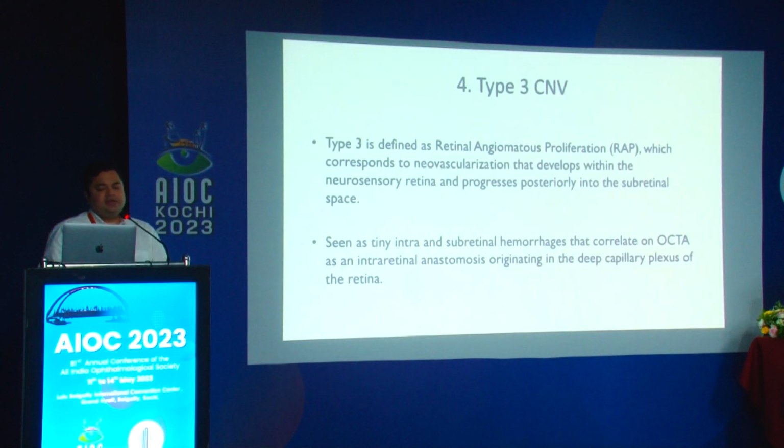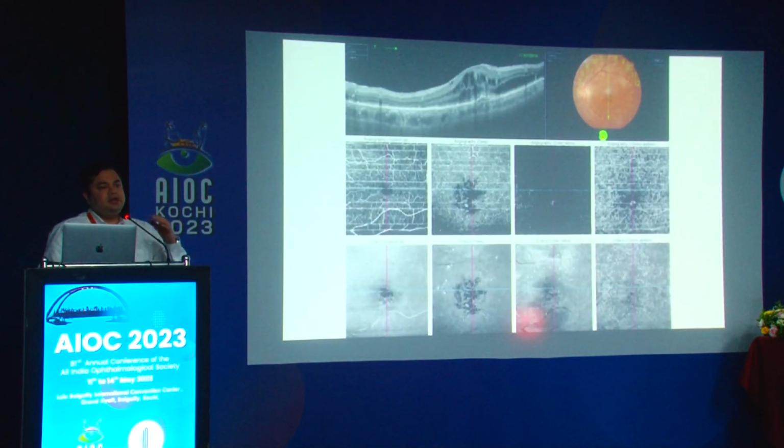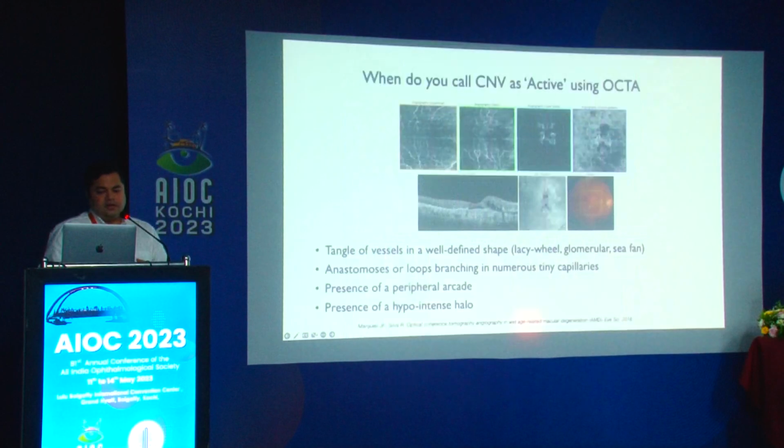The last component here is type 3 CNV, that is the RAP lesion. Clinically, it's a diagnosis where you see a few hemorrhages, and these tiny intraretinal and subretinal hemorrhages correlate to the OCT angio in the deep inner retinal layer. So the net present in the deep inner retinal layer points towards a diagnosis of a RAP lesion.